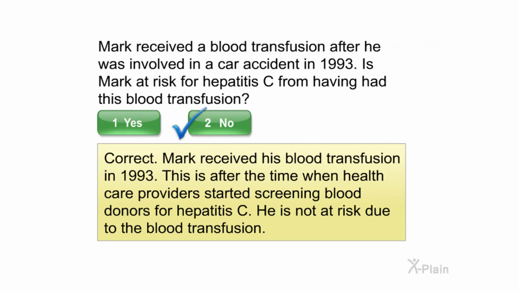Correct. Mark received his blood transfusion in 1993. This is after the time when healthcare providers started screening blood donors for hepatitis C. He is not at risk due to the blood transfusion.